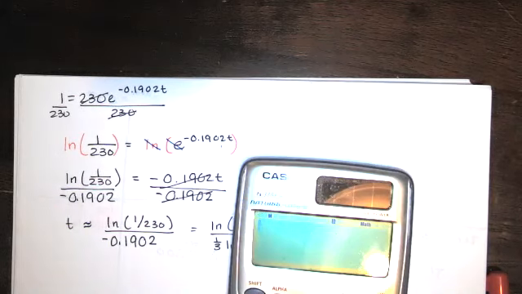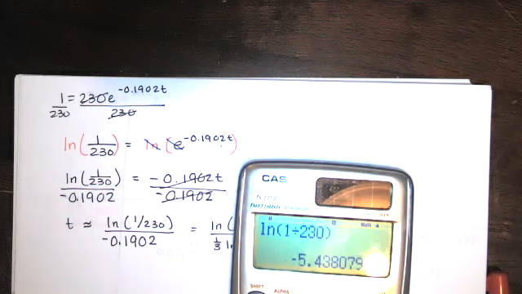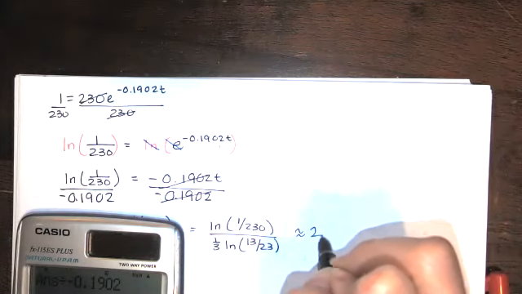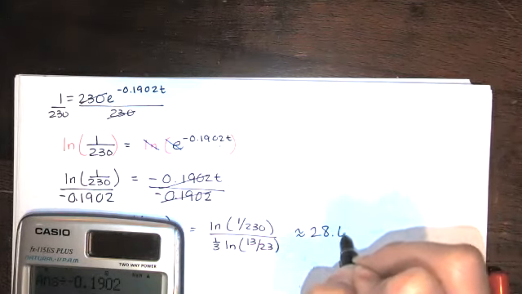So let's see, we've got natural log of 1 over 230, which is about -5.44, divided by -0.1902. So about 28 minutes. 28.6 minutes.